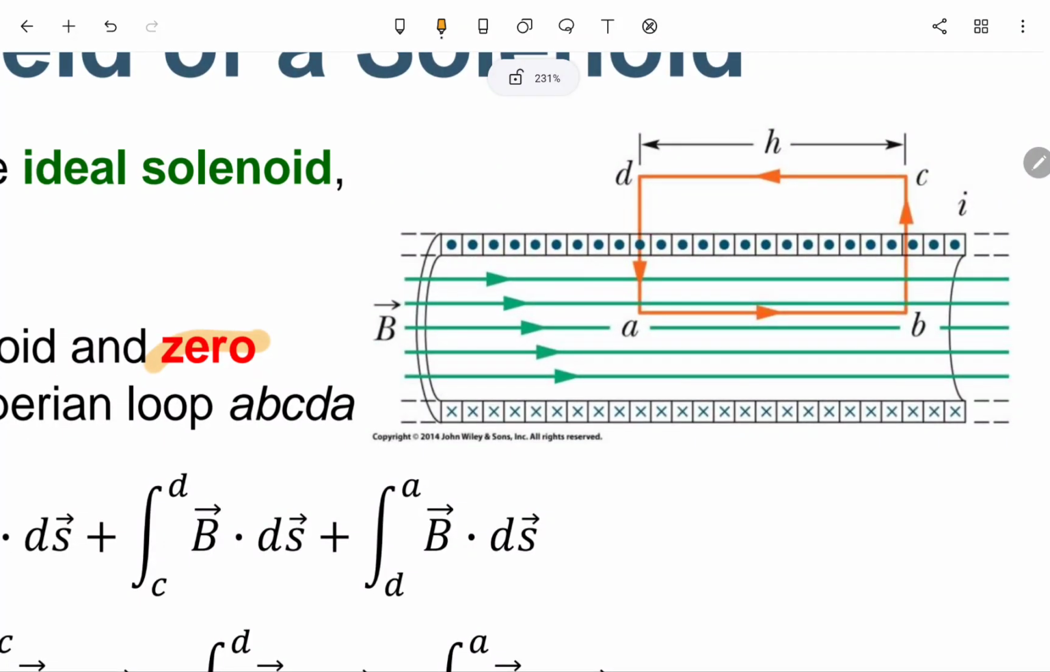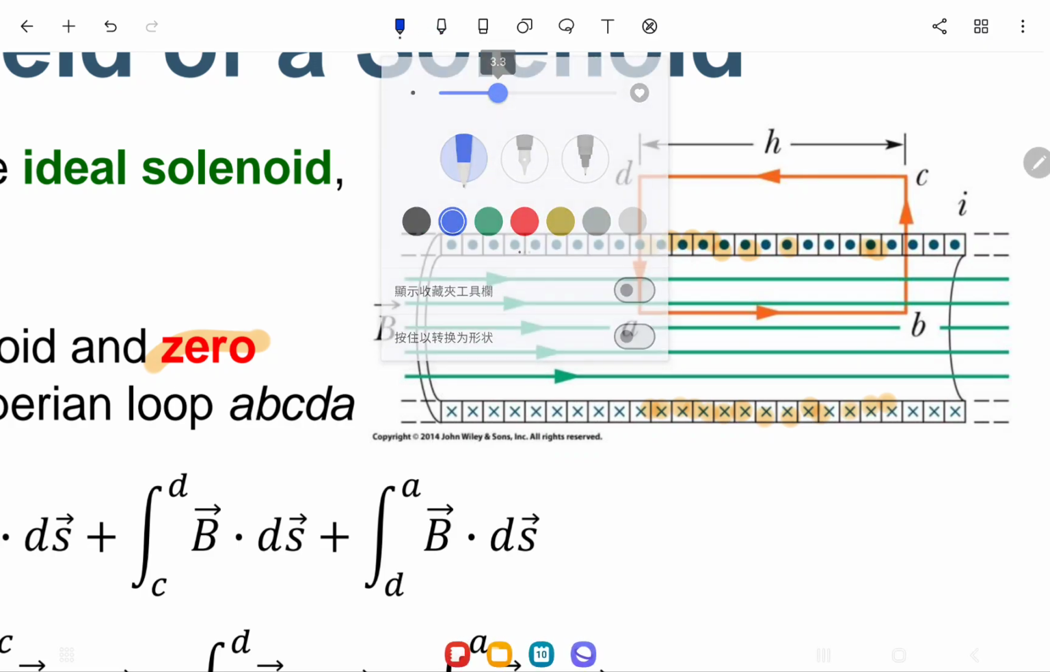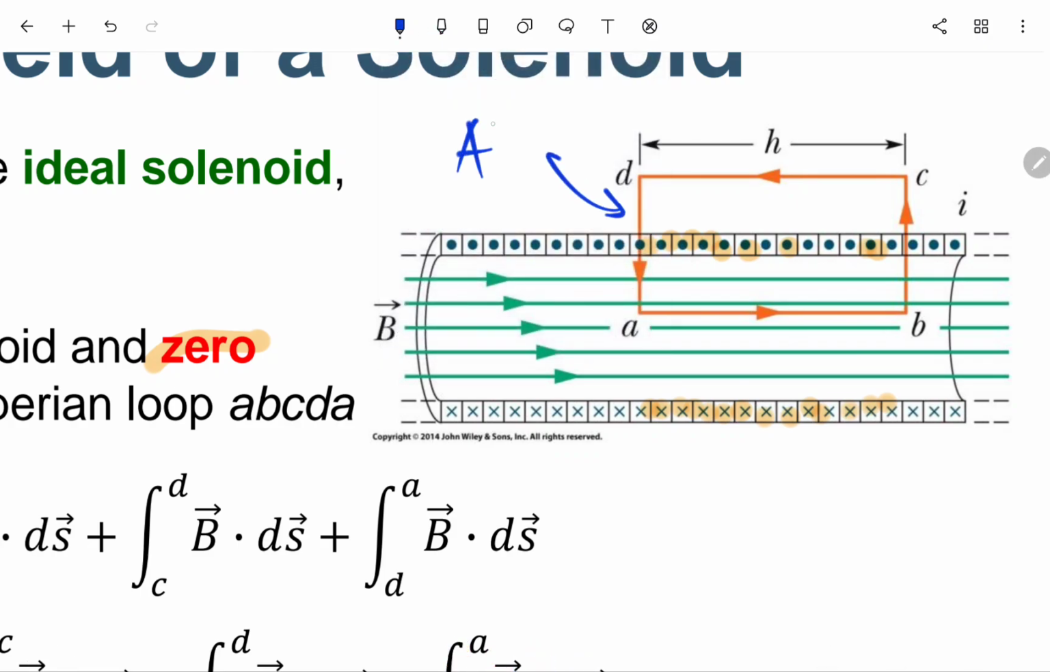Okay, so here, this is the cross section of a solenoid. Here we have all this current pointing out of the page, and we have all this current pointing into the page, and then this is the Ampere loop. Maybe I use blue. Okay, this is the Ampere loop. This is a rectangle.